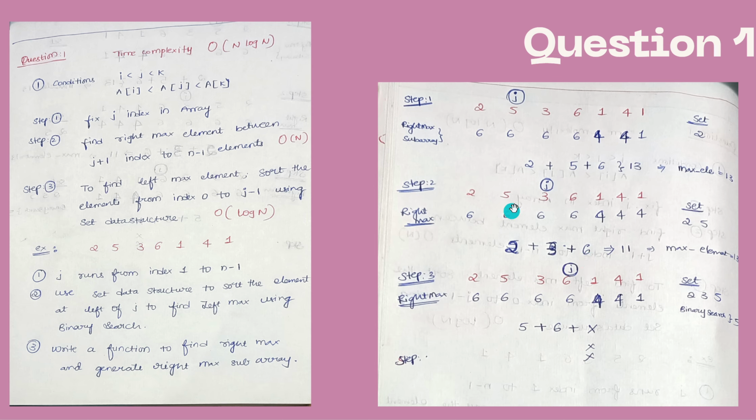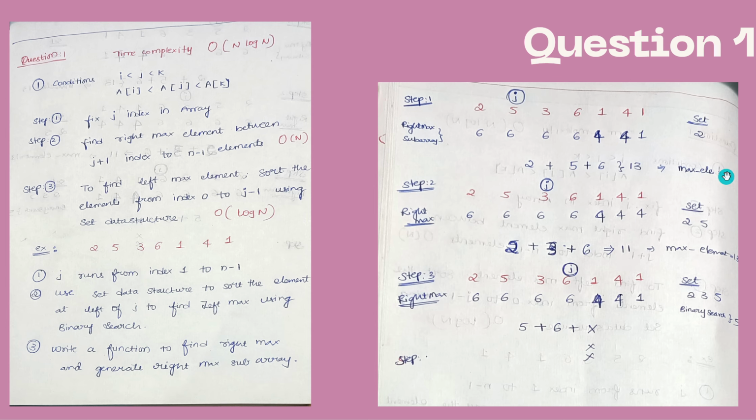Now how do you find the left max element? First you have to sort them. How do you sort them? By using the set data structure. Already 2 is in the set. Now push the 5. Now they are already in sorted order. Now apply binary search. Now you will get 2. Now 2 plus 3 plus 6 is equal to 11.